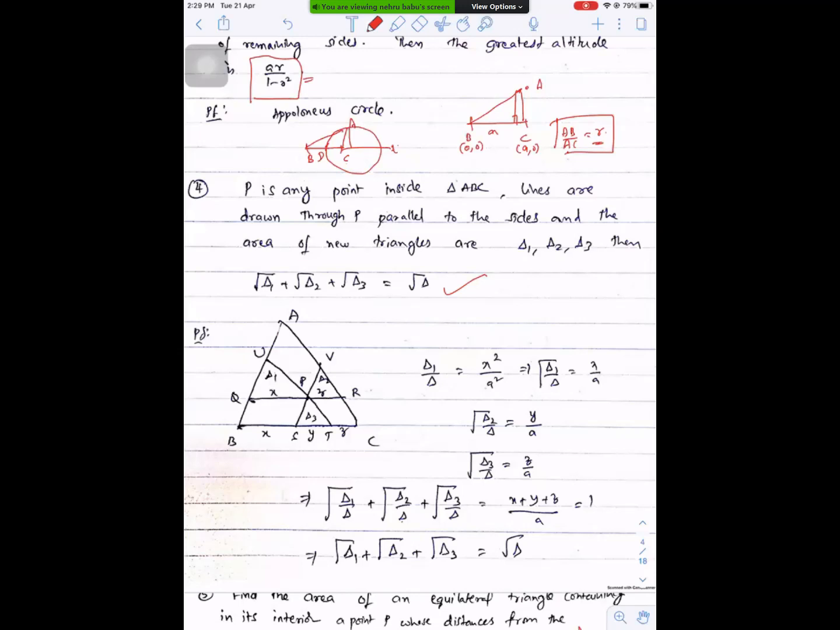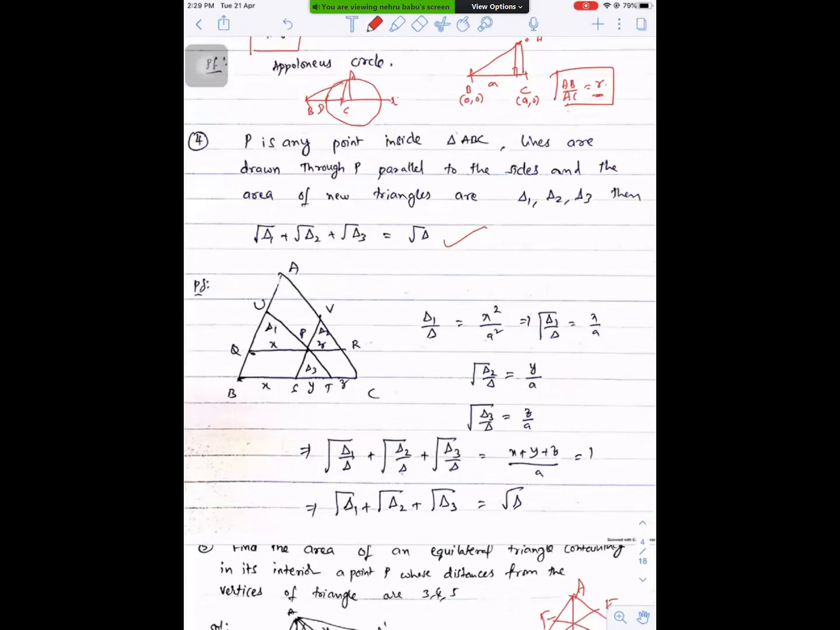Let's check the calculations. From P, if you draw parallel lines like this, you get new triangles whose areas are delta 1, delta 2, delta 3. Then the sum of the square roots of those equals root delta.